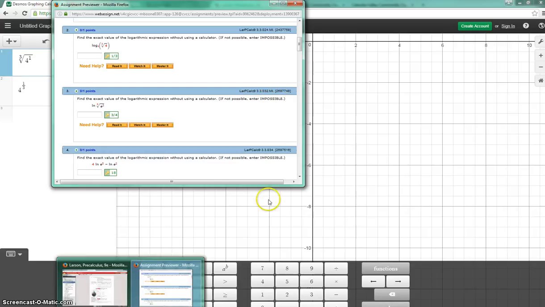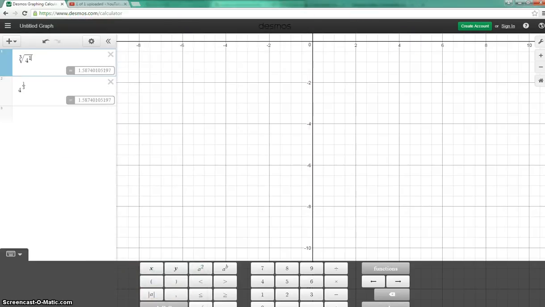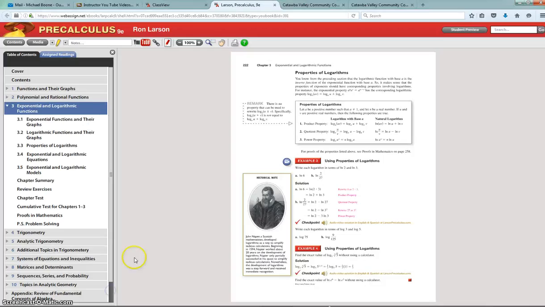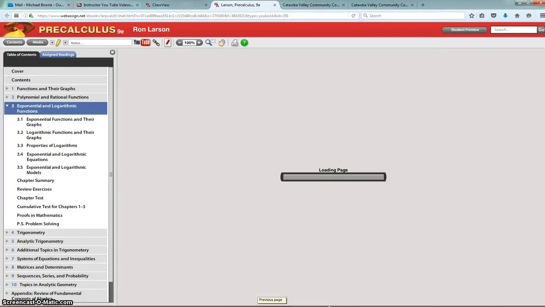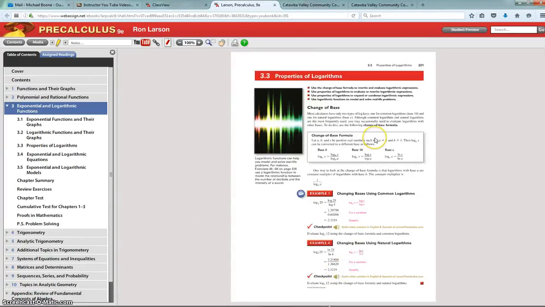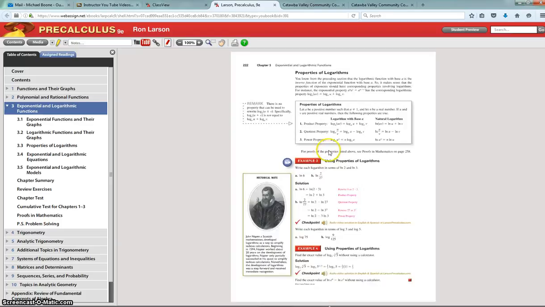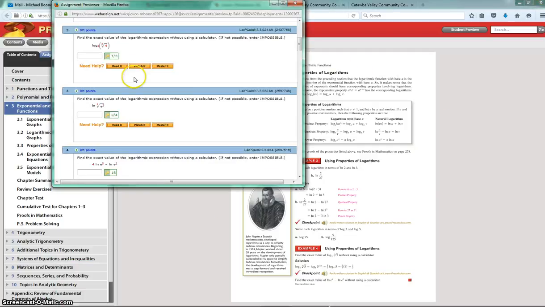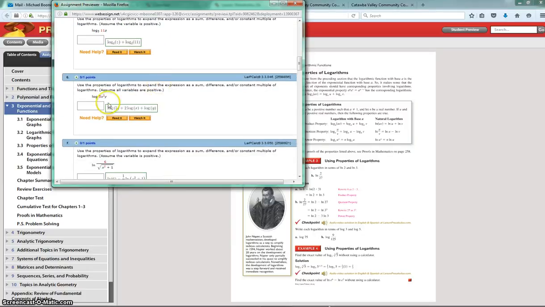Also, they give us some rules in the text. There is a change of base rule on 221. And there are some properties of logarithms that we'll be using in this section. It's just how we manipulate logarithms. So the next one I want to look at is number 6. So this is expanding using these properties of logs.